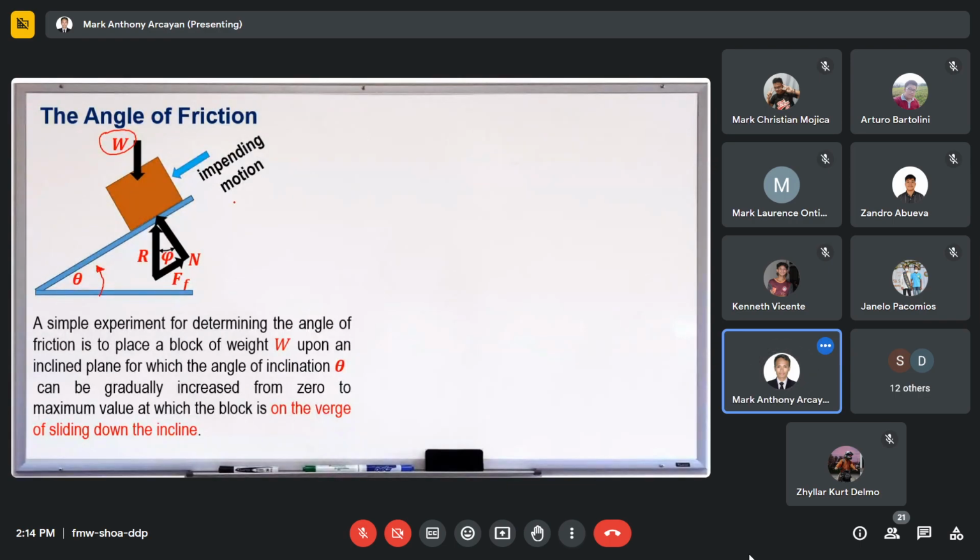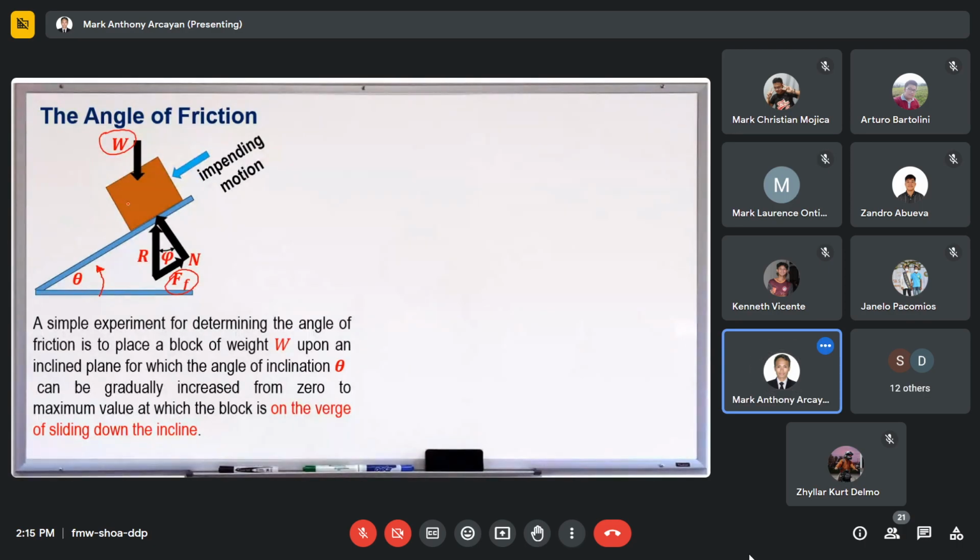Until the block is on the verge of sliding down the inclined plane. Meaning, the impending motion is downward. With the impending motion downward, the direction of the frictional force is again upward, because it is what resists the object in its impending motion.